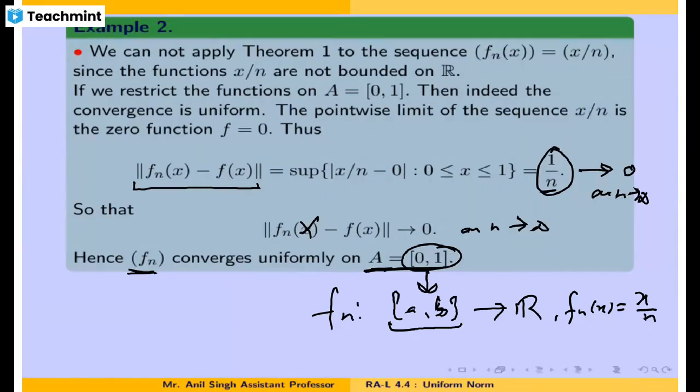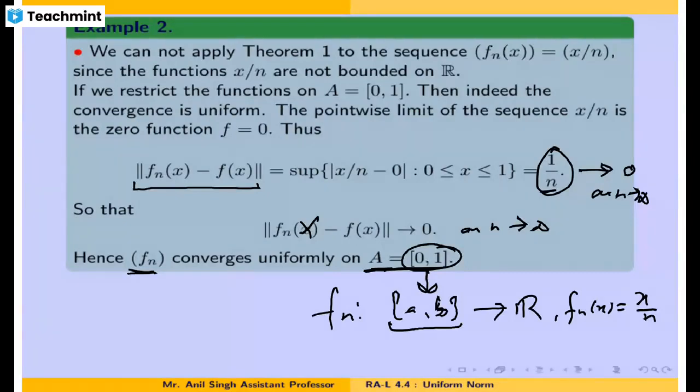So on any arbitrary interval, these functions are bounded, and on such an arbitrary interval this sequence will always be uniformly convergent. So 0 1 is not a special number, because it is not only on 0 1 that this will be uniformly convergent; it will be convergent on any arbitrary interval. You may rewrite the proof for an arbitrary interval. Is it okay? Any question about this example?